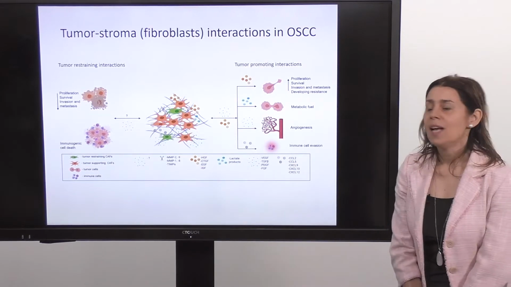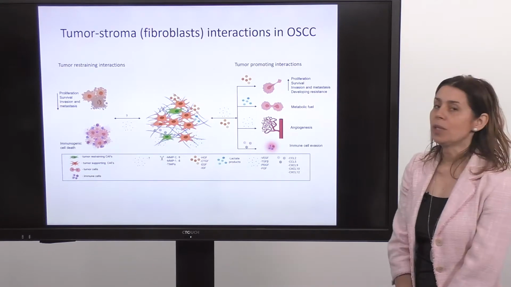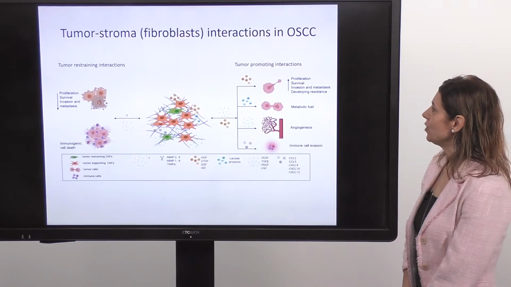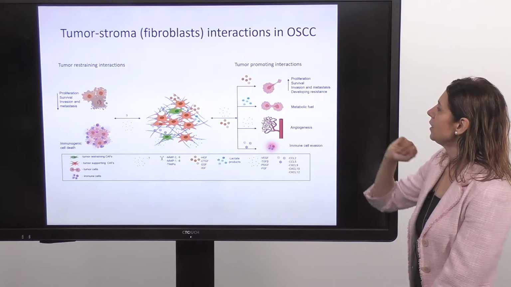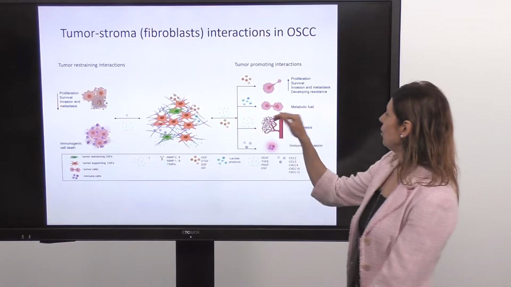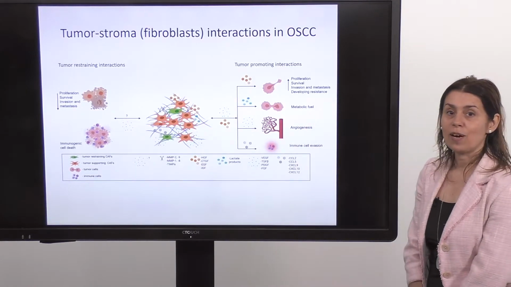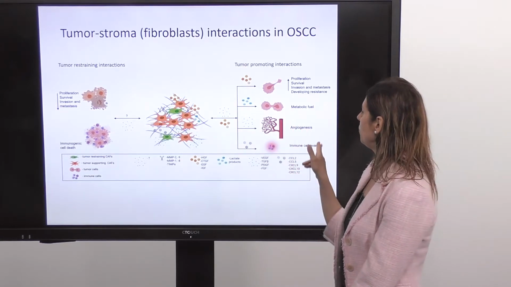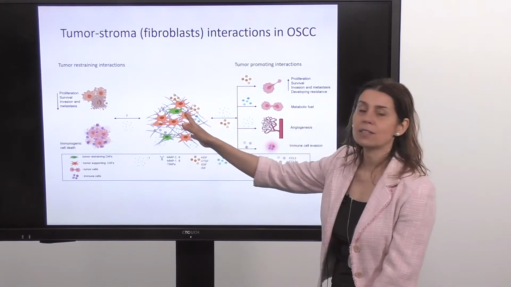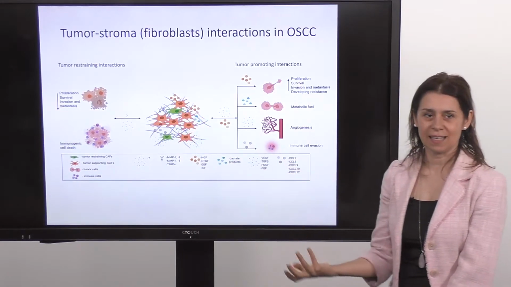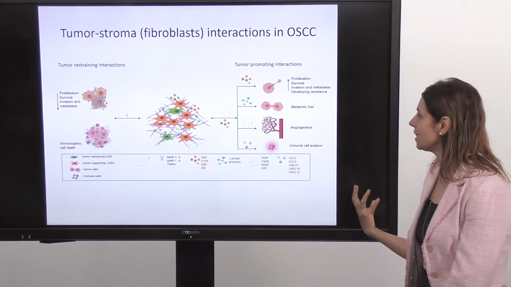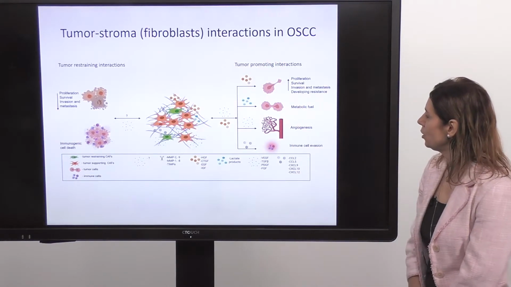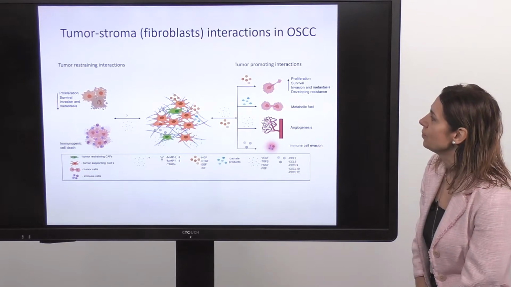The evidence pointing towards tumor promoting interactions between fibroblasts and epithelial cells and tumor cells is much more overwhelming. So I picked some studies looking at mainly the support the CAFs give for proliferation and survival, for invasion and metastasis, also studies that look at the metabolic fuel that CAFs provide to cancer cells. And I will also very briefly touch upon the interactions that cancer-associated fibroblasts have with other cells in the tumor microenvironment, which also have an impact on the tumor. So it's also a tumor-promoting effect, which would be angiogenesis and immune cell evasion.